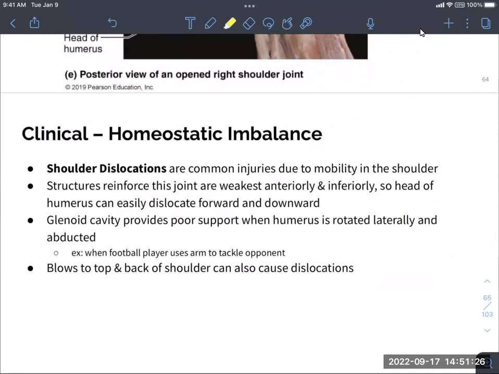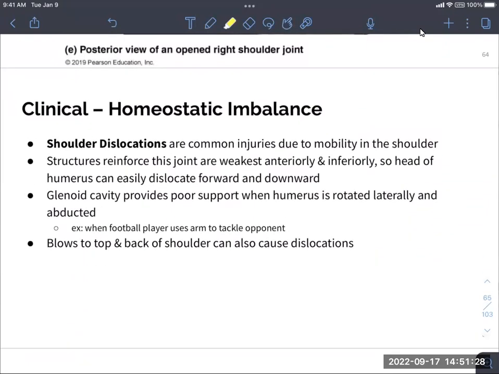Shoulder dislocations. It's actually a common sports injury, because, again, that cavity is not very deep. As it says, structures reinforcing that glenoid cavity are weakest anteriorly and inferiorly. So those are the two directions that your shoulder dislocates the easiest.